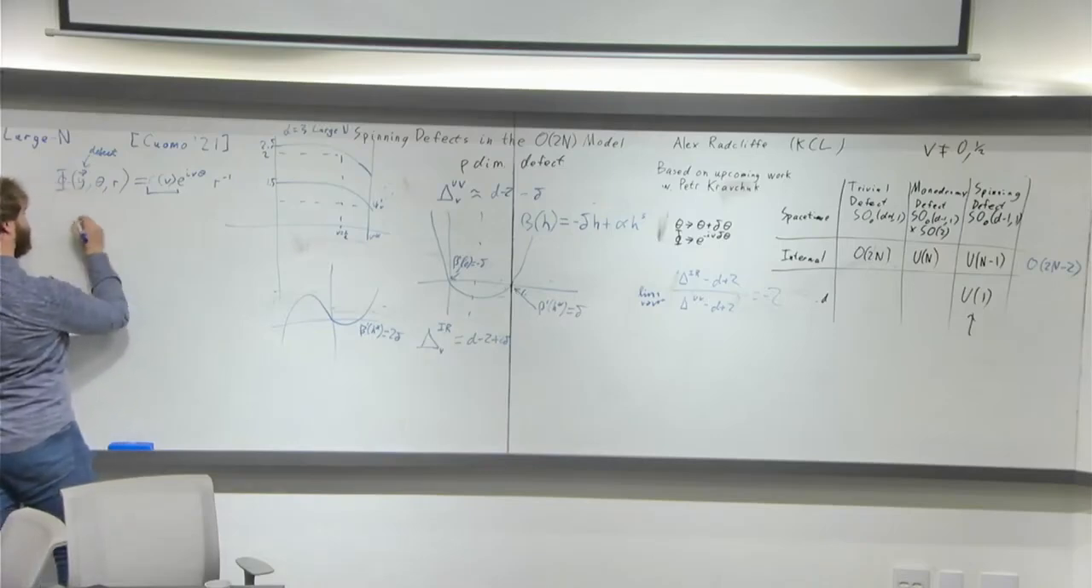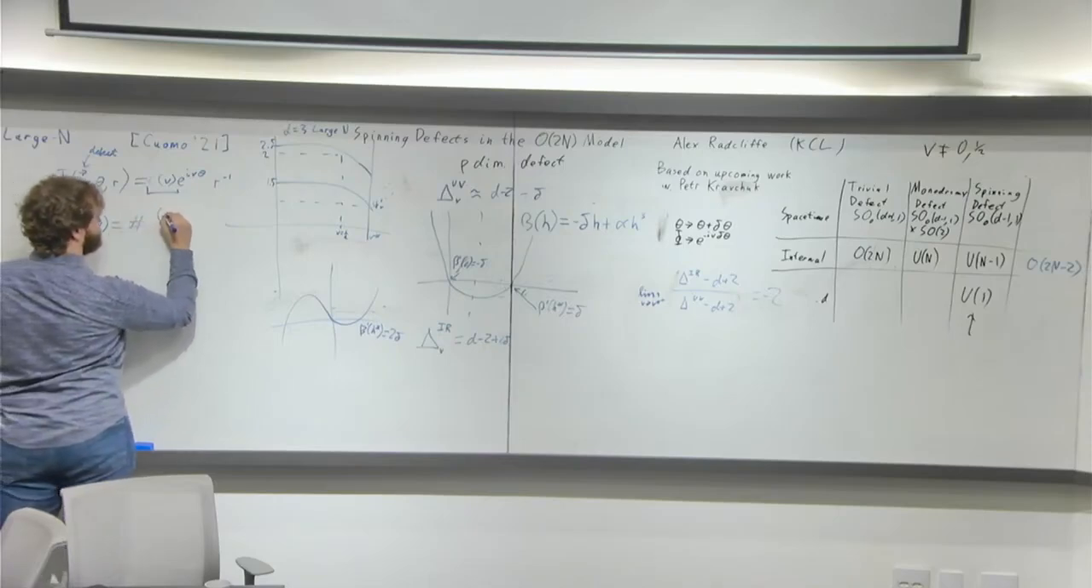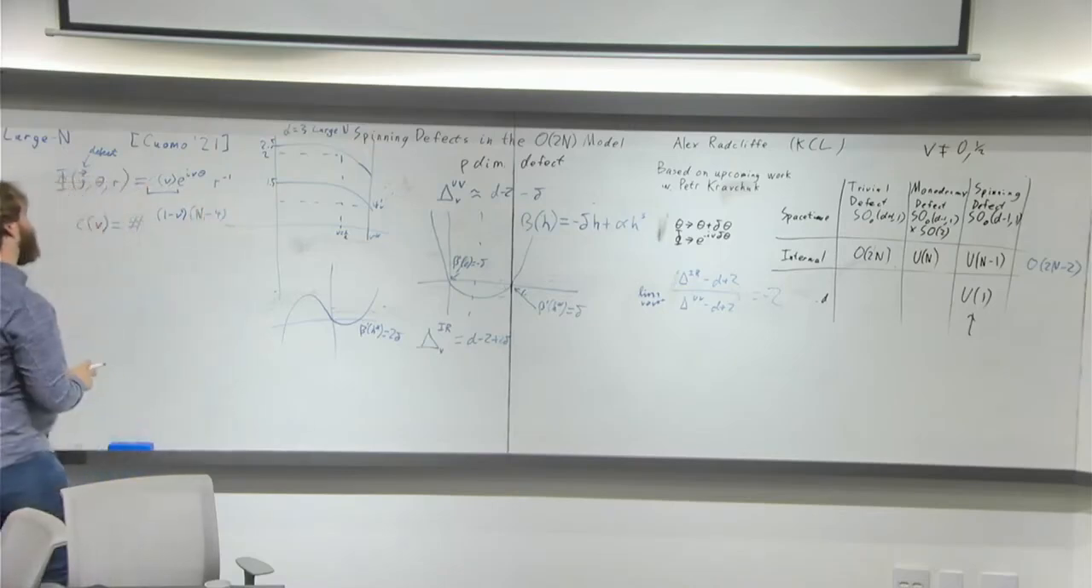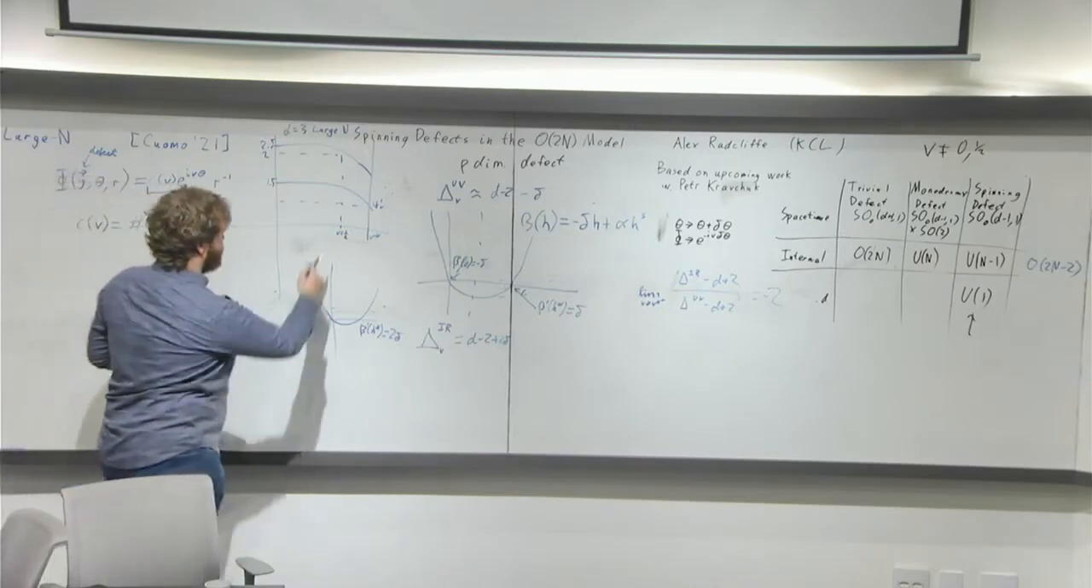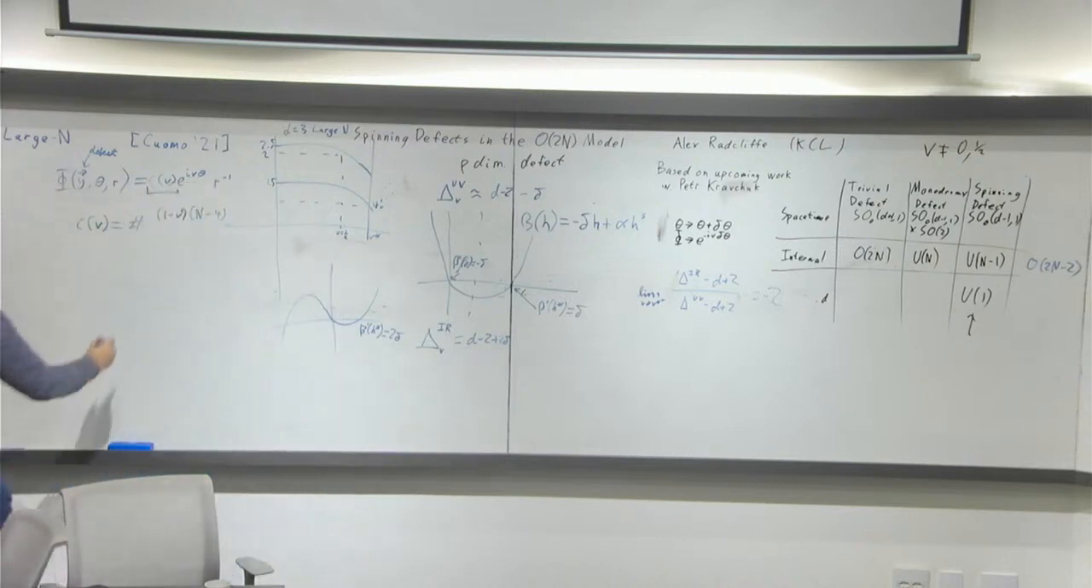Well, we find that c of v is equal to some constant times (1 minus v squared) times n minus 4. And once again, fortunately, in this large n calculation, we can also calculate this, and we find that this is the same dependence on v, and is another sign that things are going well.